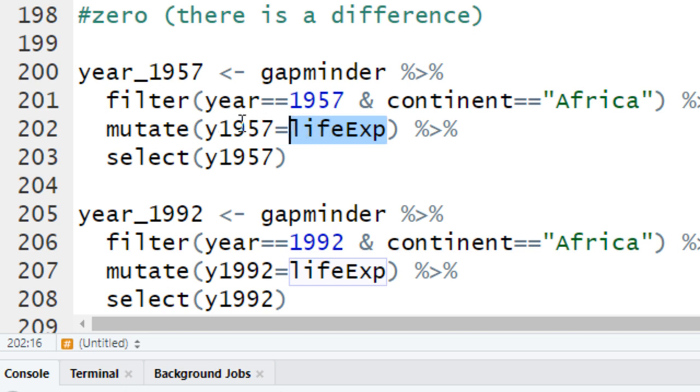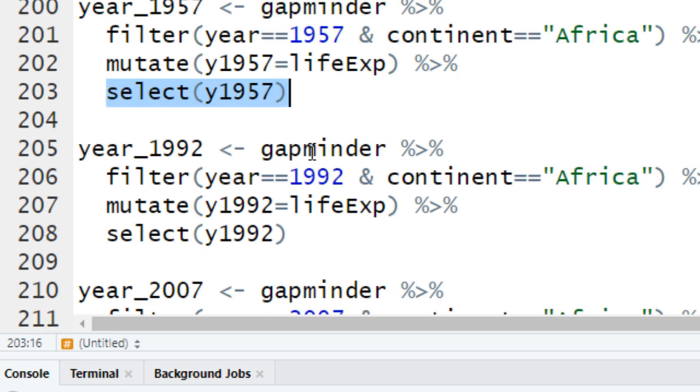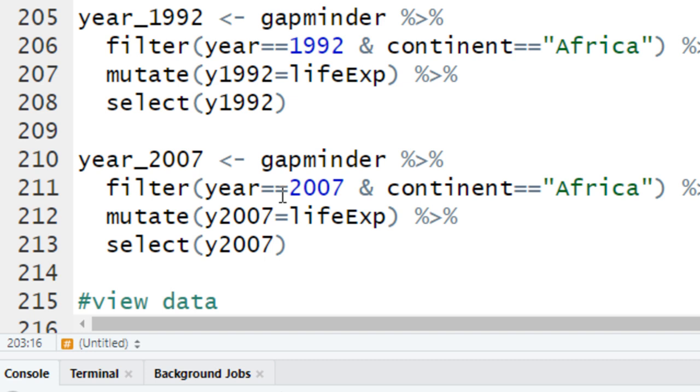Life expectancy for this particular year. Okay, that's what it means. So we select that particular life expectancy for that year. The same thing for 1992, we do the same thing. For 1993, for 2007, we do the same thing.